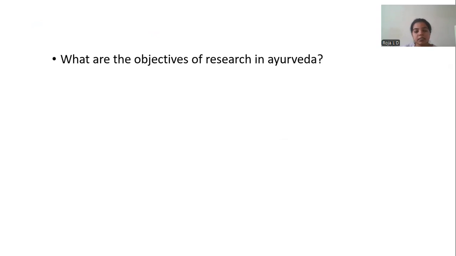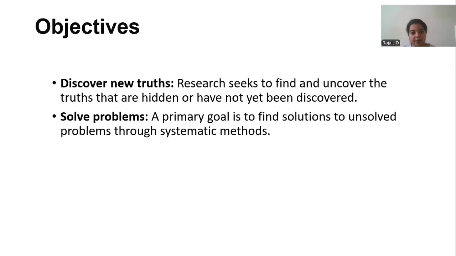Now, this research methodology is included in our BAMS syllabus. So, what are all the objectives of research present in Ayurveda that we definitely have to study in detail? First one is discover new truth. See, some truths are already present, and you need to discover and uncover them. Research seeks to find and uncover the truths that are hidden, or have not yet been discovered.